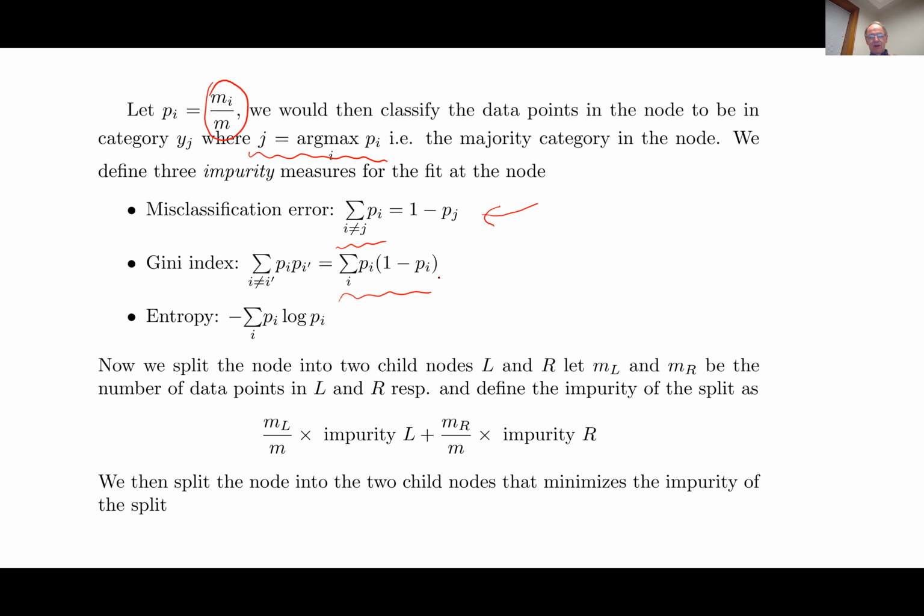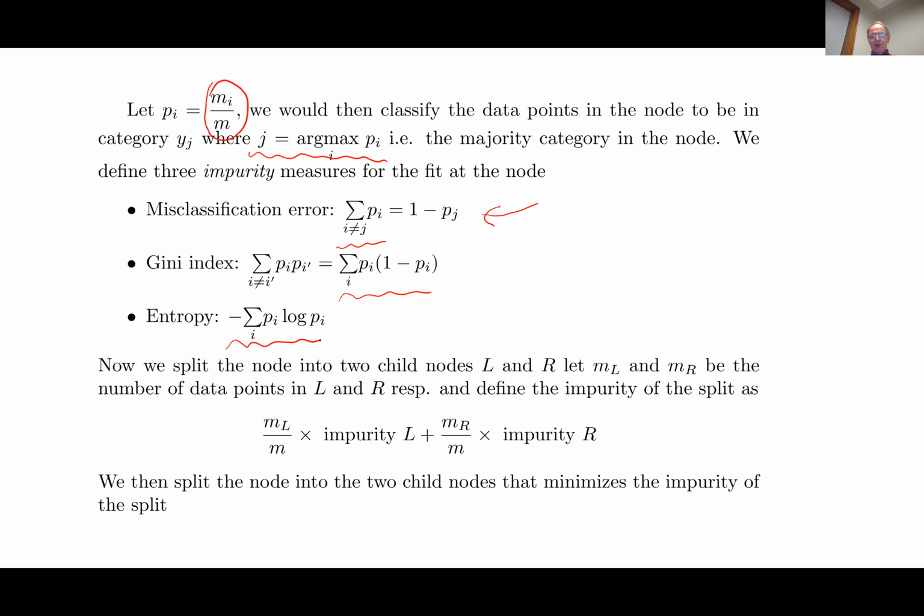Another one is the entropy, which is also very useful, and that's defined this way, and it has the same property. If the node is pure in the sense that there's just one category, then Pi is 1, and so log of Pi is 0. So the entropy is also 0. Both of these are measuring how messy the data set is, how many different categories are represented in this data set.